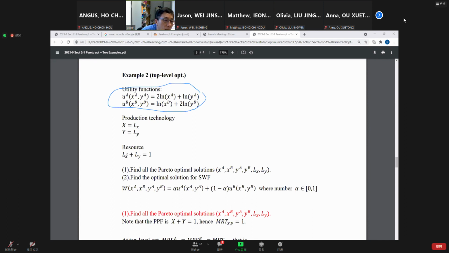And we can allocate the labor either to produce X or to produce Y. And the production function is very simple. If we use one unit of labor to produce X, we produce 1 X. If you use 100, we produce 100. So this is the so-called identity production function.